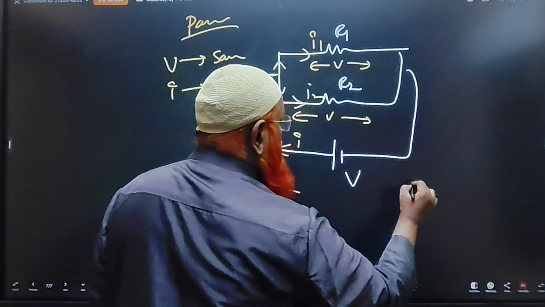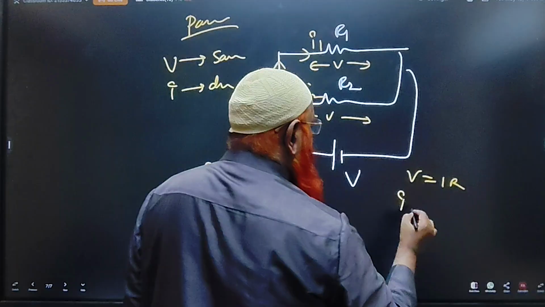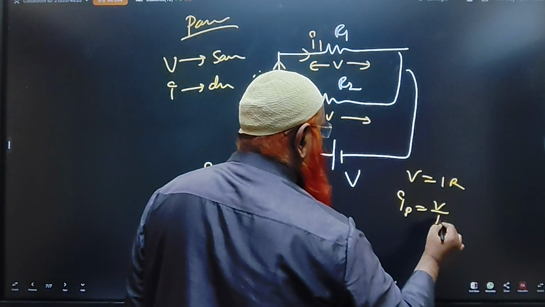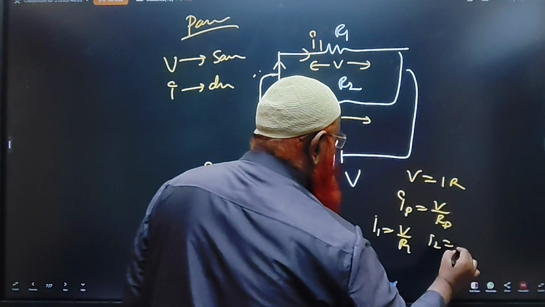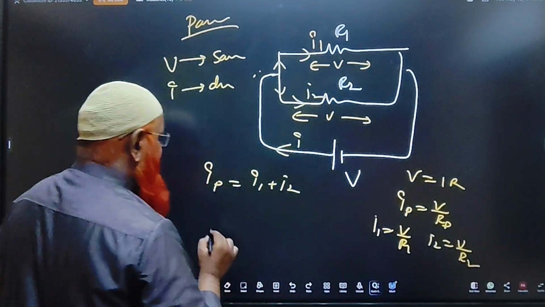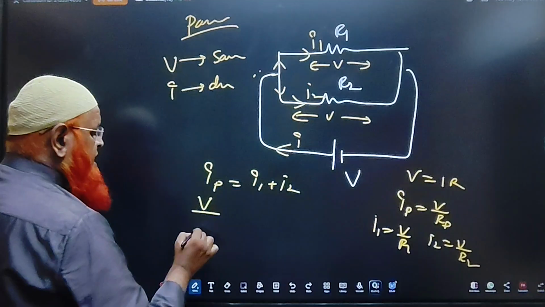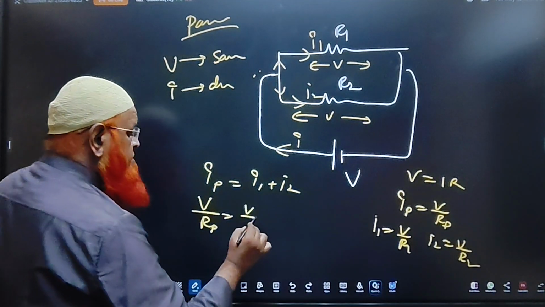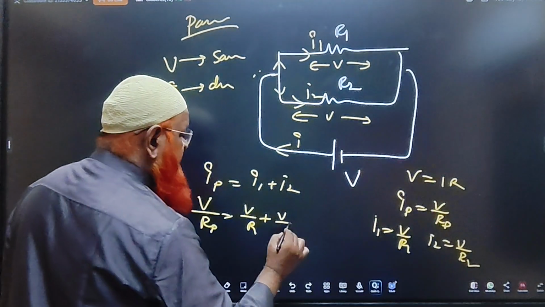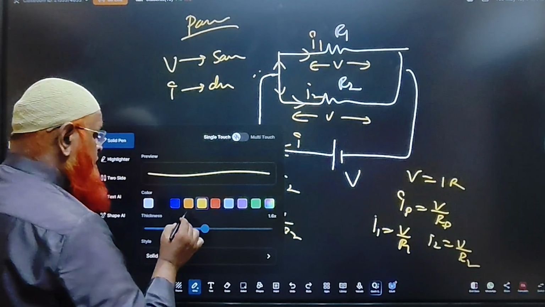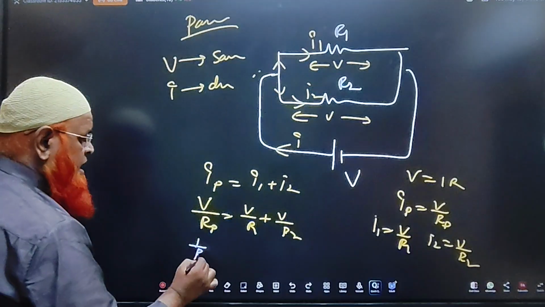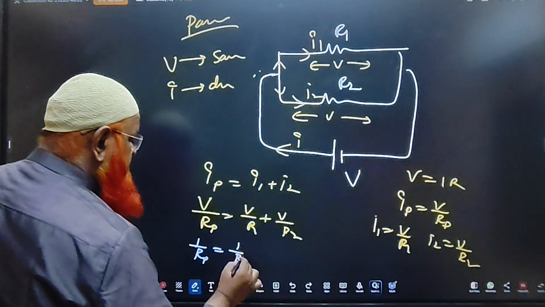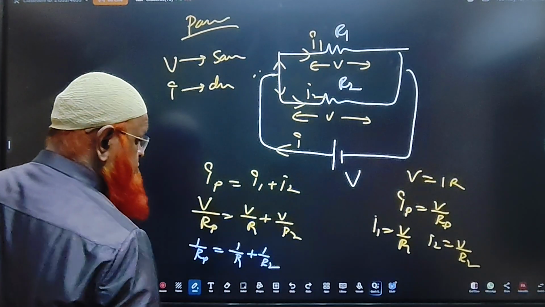And you all know according to Ohm's law, V is equal to IR. I parallel is equal to V by R parallel. I1 is equal to V by R1. I2 is equal to V by R2. Just add them. V by R parallel is equal to V by R1 plus V by R2. So what are you going to understand from this? If you common out V and cancel, you get 1 by R parallel is equal to 1 by R1 plus 1 by R2.